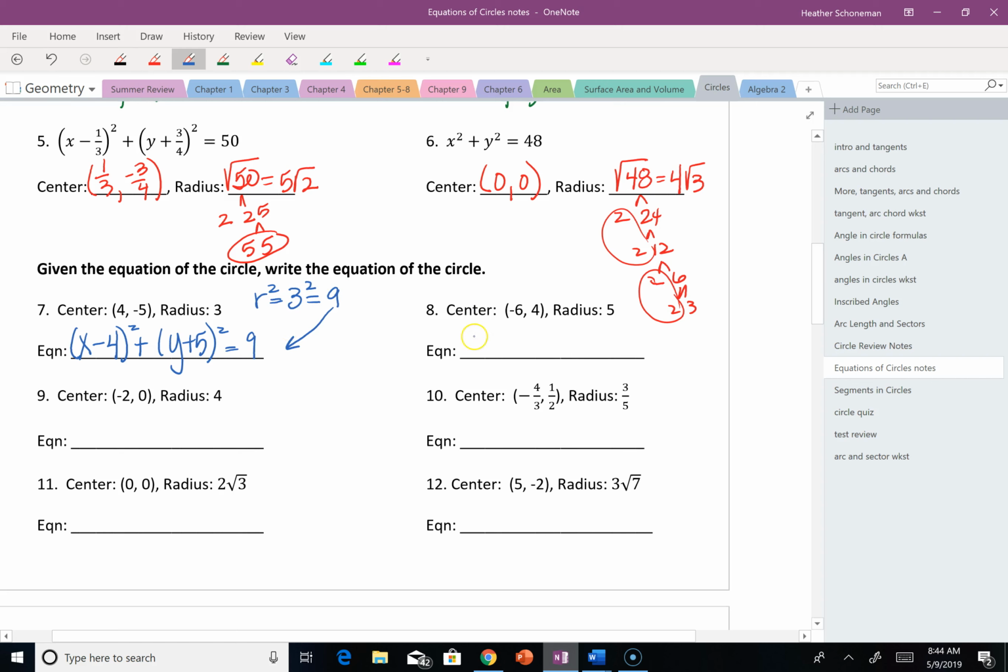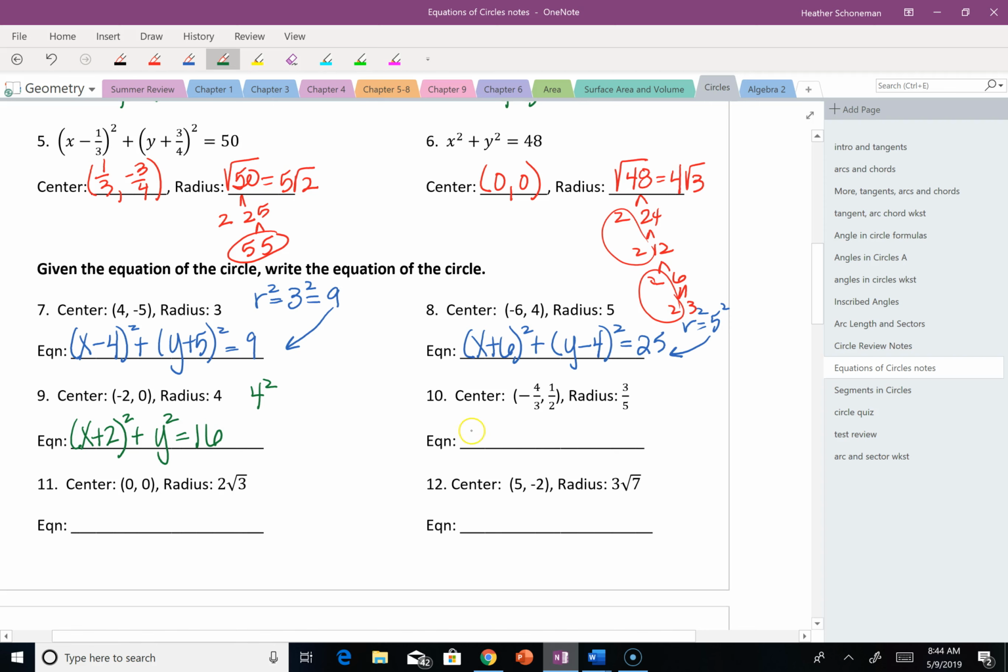Over here, the left part, it's the opposite. So it's going to be (x plus 6) squared plus (y minus 4) squared equals the radius squared, which would be 5 squared, which is 25. Number 9, the equation is going to be (x plus 2) squared plus, now remember, look over here at example 6, when there's nothing added or subtracted to the y, when we want it to be 0, we just write that letter. So it's going to be y squared equals the radius squared, so 4 squared, which is 16.